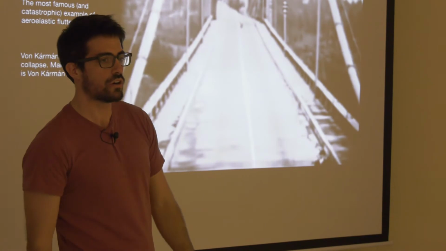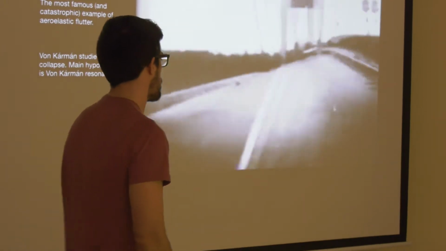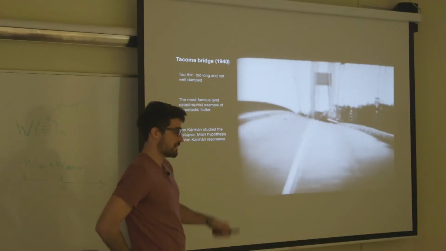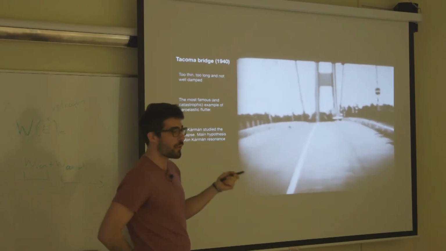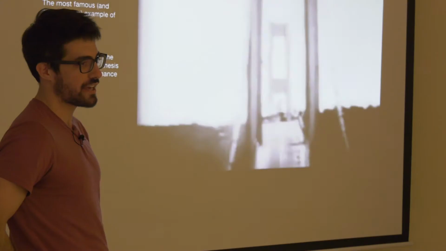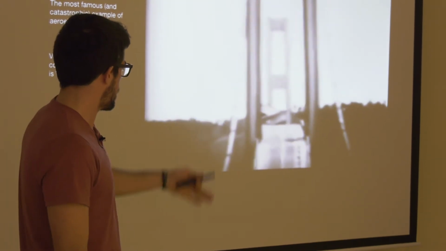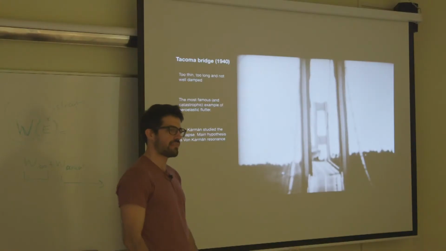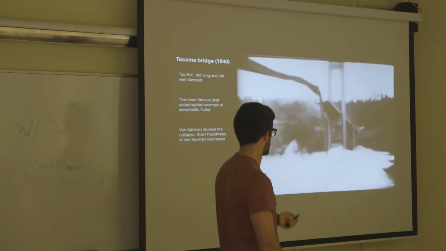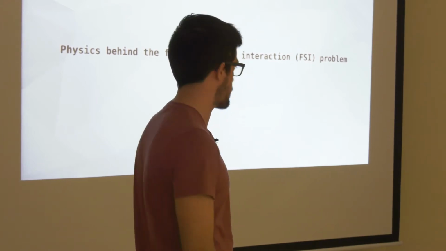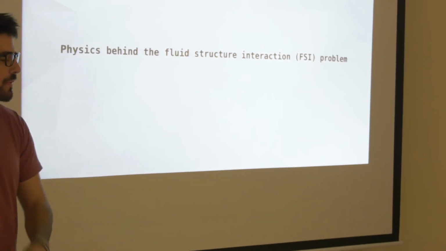Of course there was no analysis of this bridge. The main theory about this catastrophe was that von Karman did a study, and he suggested that the bridge collapsed due to von Karman resonance. The bridge, of course, ended up falling, and the next bridge that they built, of course, didn't fall. They looked at it twice after building the bridge. So what are the physics behind the fluid structure interaction problem?